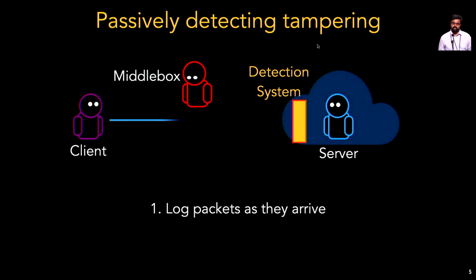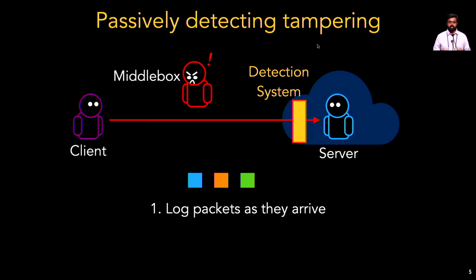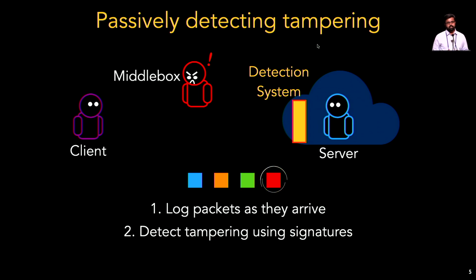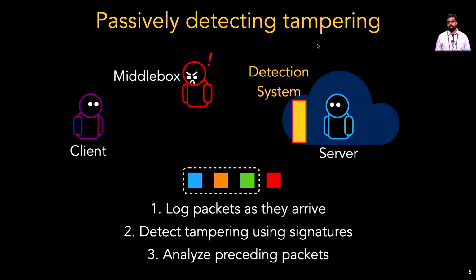So using these insights, we built a system that can detect connection tampering from completely passive data collected by the server side. So our technique logs packets on a server as they arrive, looking for telltale signs of tampering using a set of tampering signatures. Once tampering has been detected, our system looks at the preceding packets in the connection to understand what triggered the tampering. Now imagine what such a system could do if deployed at a large cloud provider.